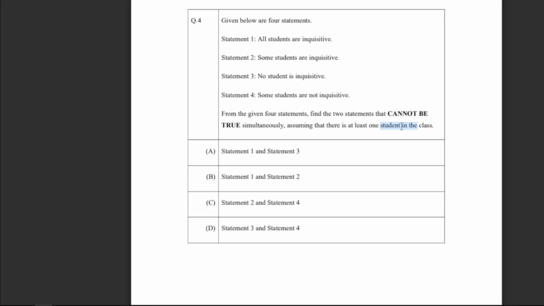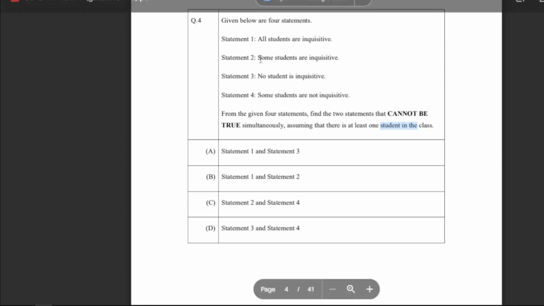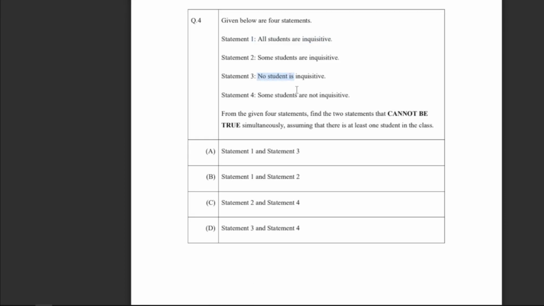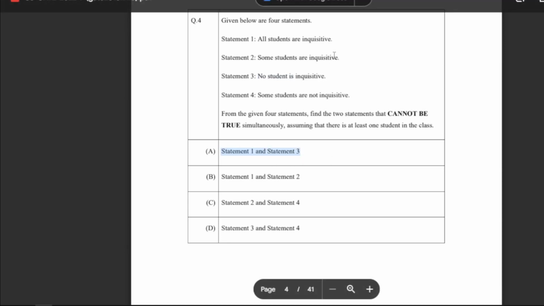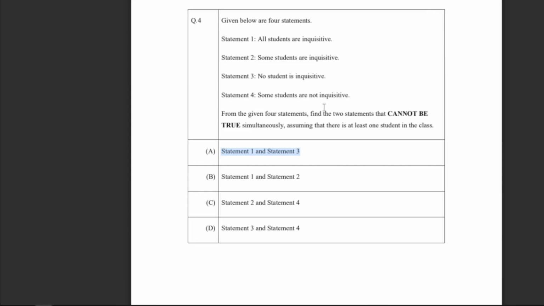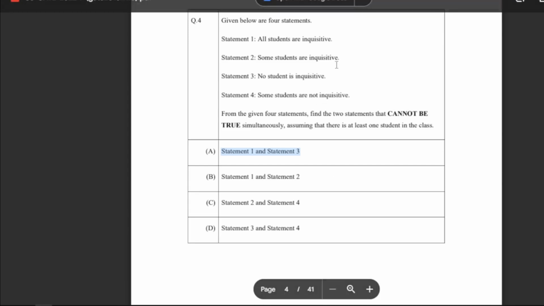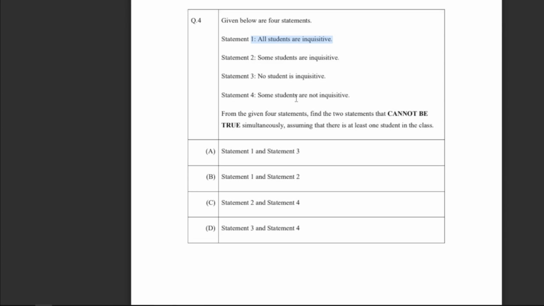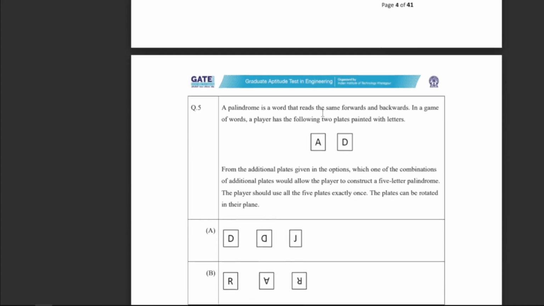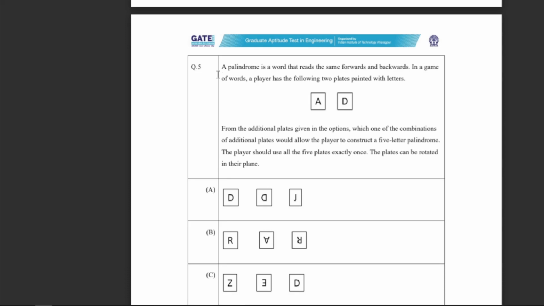So for this, the answer is: all students are inquisitive, right? And the next option is: no student is inquisitive. So the answer is A, statement 1 and statement 3. These cannot be true together, because if one statement says all students are inquisitive and another says no student is inquisitive, right? These are conflicting.